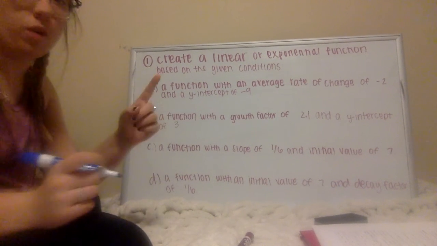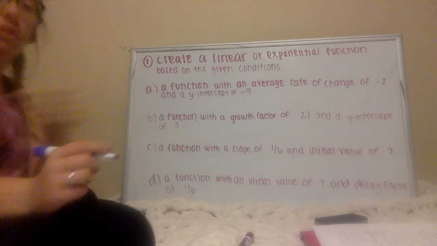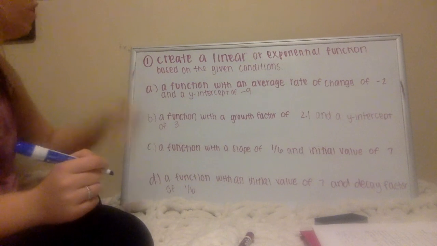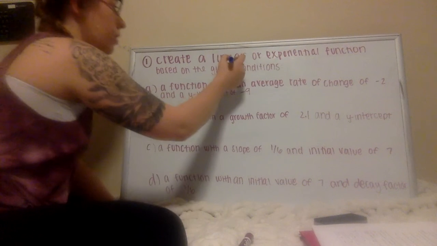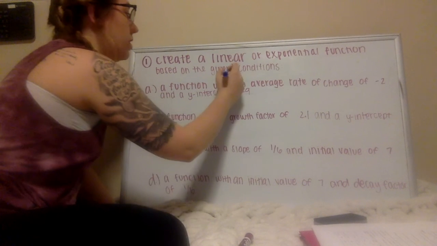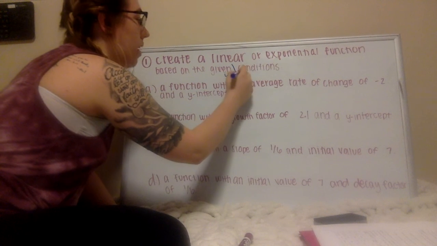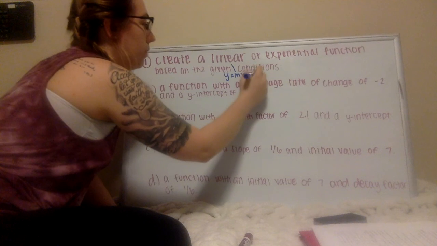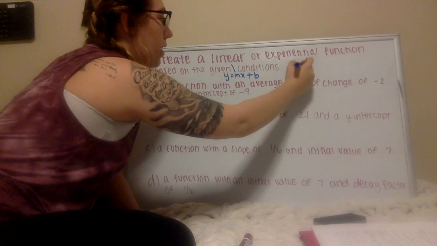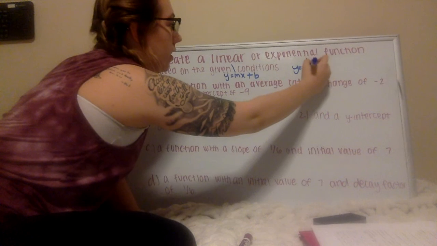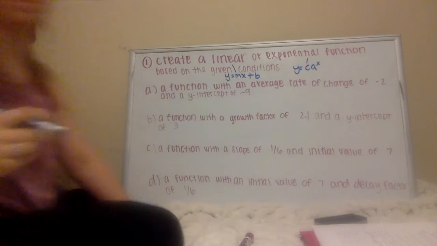Alright, so this is question 1 from the Test 2 study guide. The first question is asking us to create a linear or exponential function based on the given conditions. Before we do this, I just want to recall that a linear equation is in the form of y equals mx plus b, and that an exponential function is in the form of y equals ca to the x, just so we don't forget.